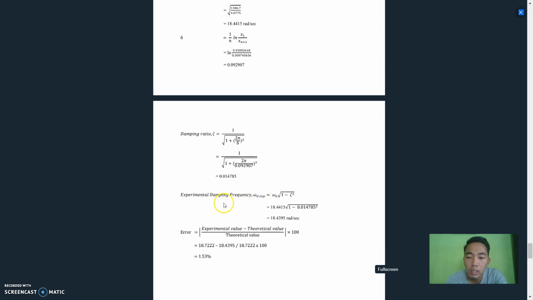Okay, which is the experimental damping frequency. The formula is omega times the square root of 1 minus the damping ratio squared, and then just substitute the value and we'll get the answer for the experimental damping frequency, which is 18.4395 radians per second. I think that's all for me.